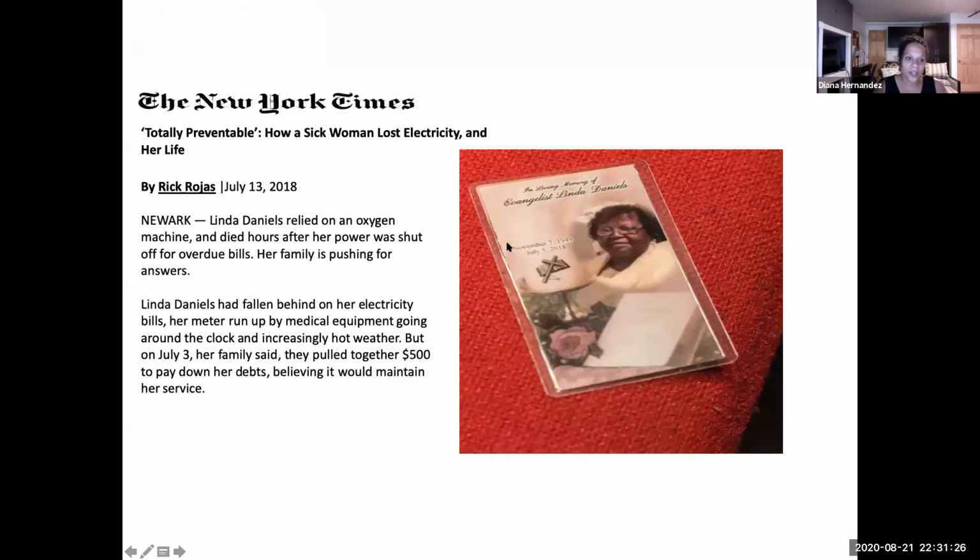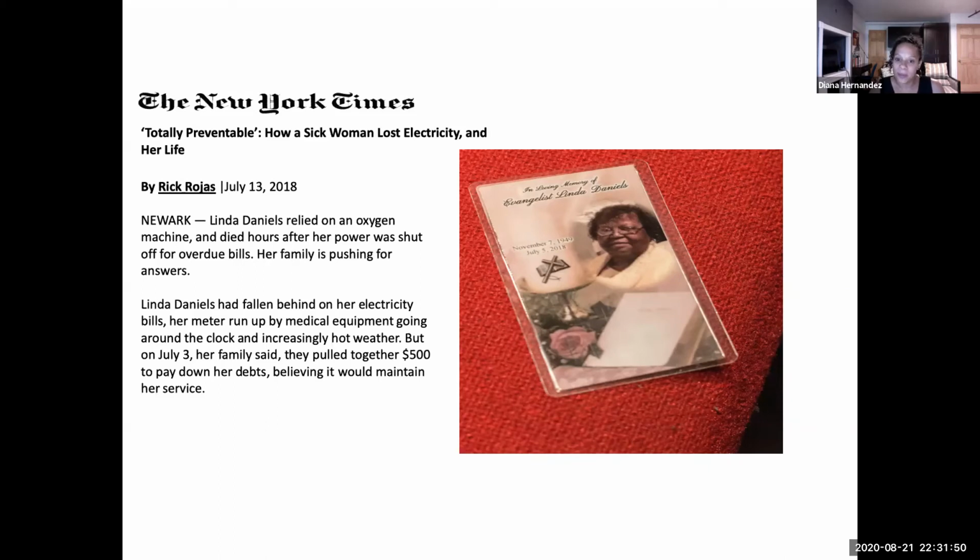And I like to start this when I talk about energy insecurity. For me, it's very personal in the sense that it affects people in ways that we can relate to, and yet is what I like to call hidden in plain sight. And so 2 years ago, there was a woman named Linda Daniels, who's a New Jersey resident.